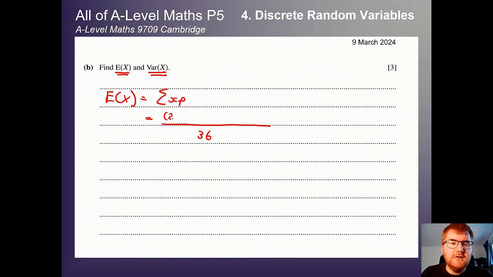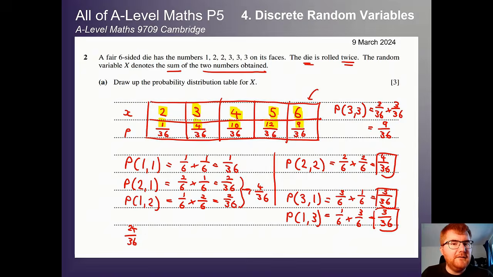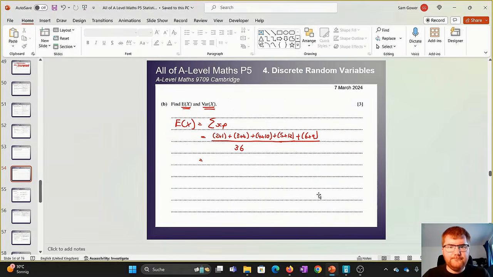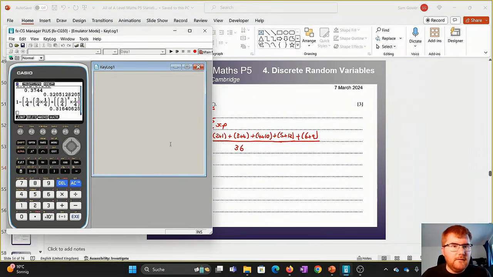So we do 2 times 1 plus 3 times 4 plus 4 times 10 plus 5 times 12 plus 6 times 9. Again, this is all going to be out of 36 here. So again, we just put this into the calculator. Let's get the calculator ready here. So we have 2 times 1.